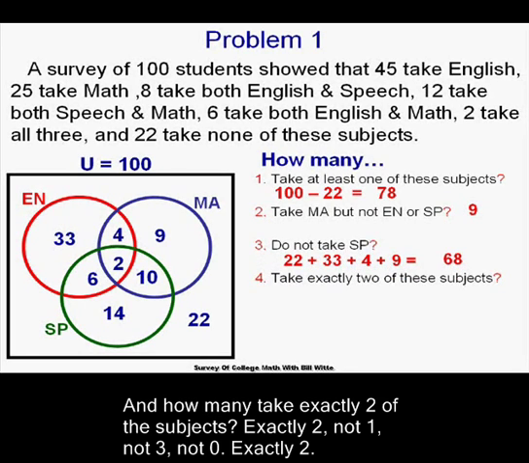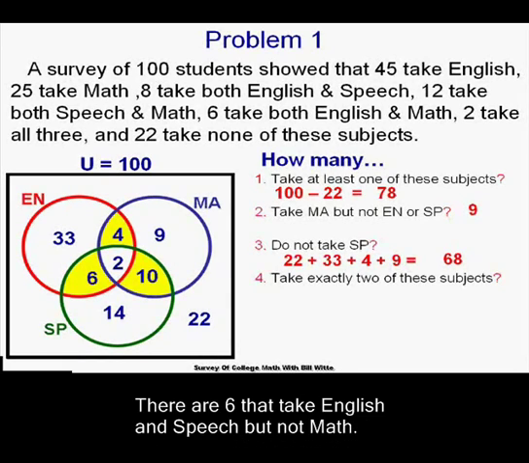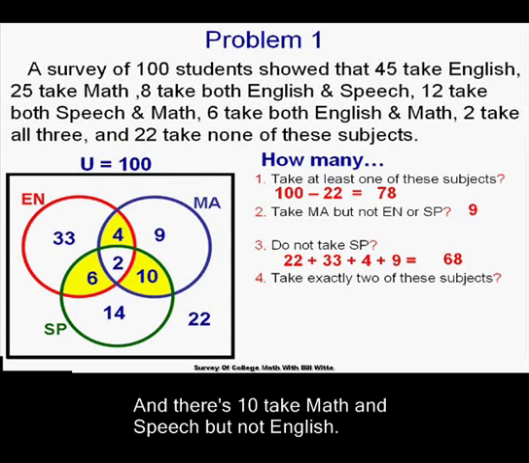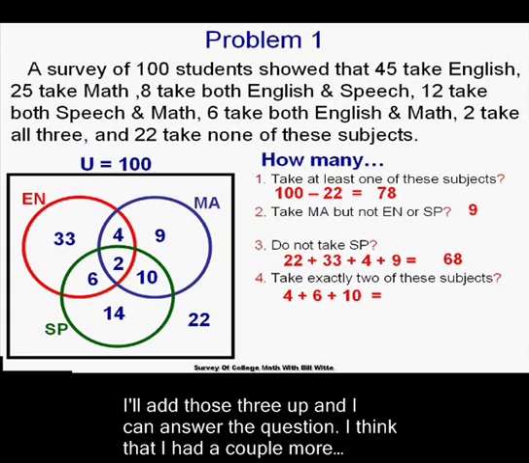How many take exactly 2 of the subjects? Exactly 2. Not 1, not 3, not none. These are the people that take exactly 2. There's 4 that take exactly math and English but not speech. There's 6 that take English and speech but not math, and there's 10 that take math and speech, but not English. And of course I have to forget the 2 because they take all 3. So I'll add those 3 up, and I can answer the question.